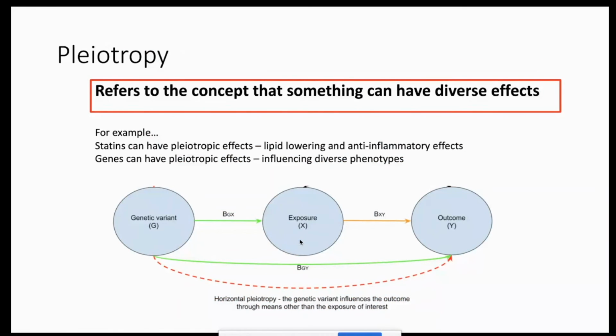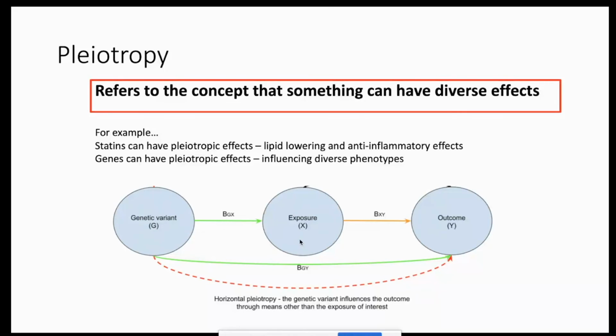So again, pleiotropy refers to the concept that something can have diverse effects. For example, we can talk about pleiotropy in several different contexts. Statins have pleiotropic effects. This means that they can cause the lowering of lipids, but they can also have anti-inflammatory effects, for example. So we talk about diverse effects of drug actions.